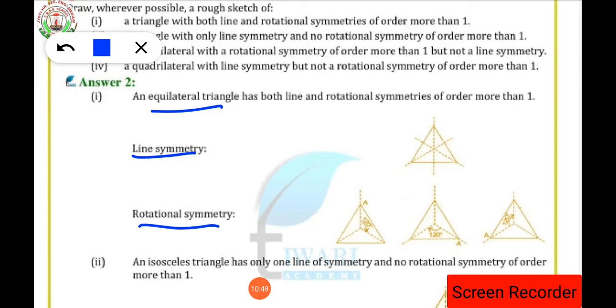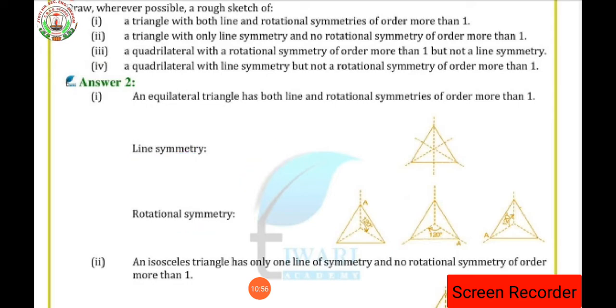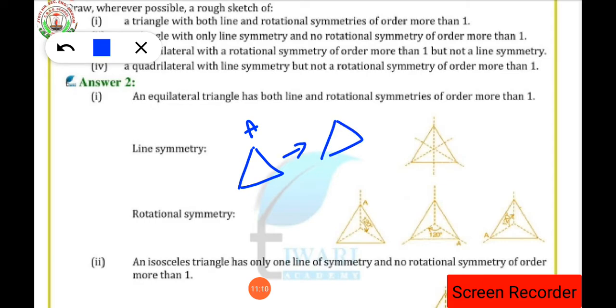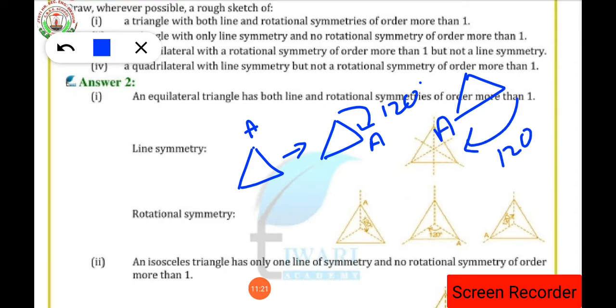And if we are talking about the rotational symmetry in an equilateral triangle, its angle is going to rotate. Suppose 3 positions will take place, isn't it? This is A. Now as we know it takes 3 positions to rotate. In the first position, if we rotate this, A will come here and the rotation will be of 120 degrees. In the second position, A will come here and the rotation will be of 120 degrees. Again in the third position, A will come over here, and the rotation will again be 120 degrees.